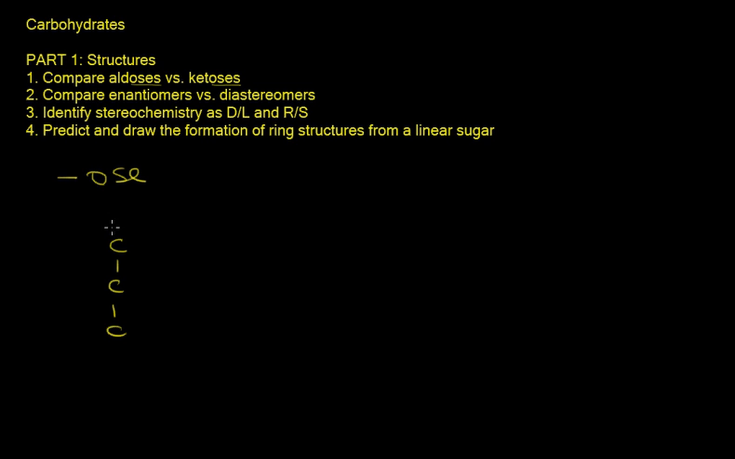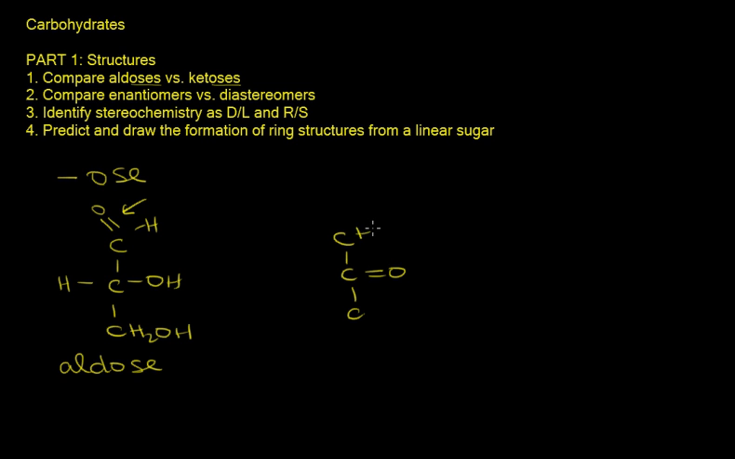Okay, so the aldoses have an aldehyde as part of their structure, CH2OH. Okay, so here's our example of an aldose, because you can see the aldehyde right there. As you would expect, the ketoses have a ketone, CH2OH. So this would be an example of a ketose.